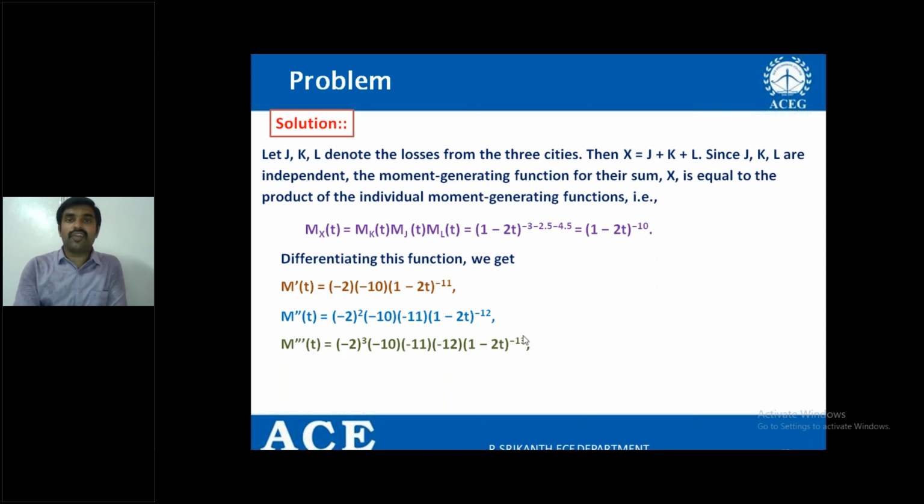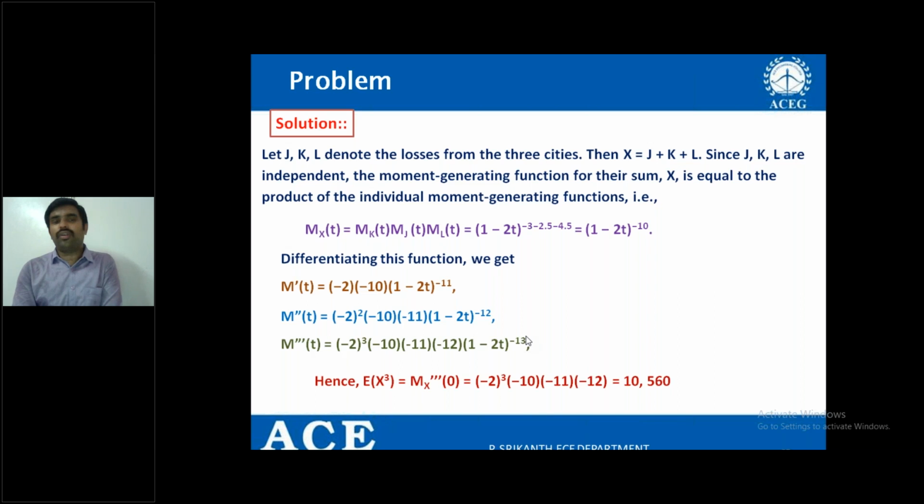So simple differentiation here, right? And no rocket science is involved, just simple differentiation, right? So therefore expectation of X cube is what? M_X triple dash of 0. You need to substitute t equal to 0 here. So therefore (minus 2) whole cube into minus 10 into minus 11 into minus 12, the total product will be equal to 10,560. That is, the third moment of the random variable X is 10,560, right? So this is the way to solve the problem, the easiest way, right? Understood the problem? Fine.